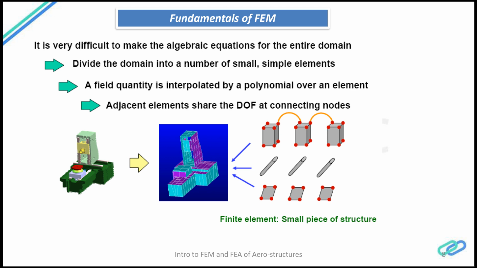So it is whatever I have explained earlier. First, the domain is divided into small and simpler elements, and then the field quantity is interpolated by a polynomial equation. A field quantity is nothing but your displacement or force. If it is a displacement method, displacement is unknown. If it is a force method, force is unknown. And then the connectivity of the nodes to the neighboring or surrounding elements should satisfy the compatibility conditions.